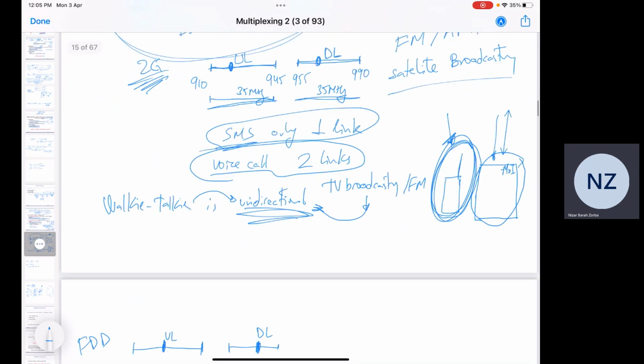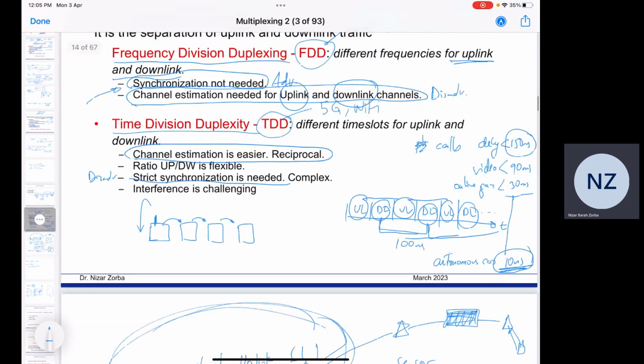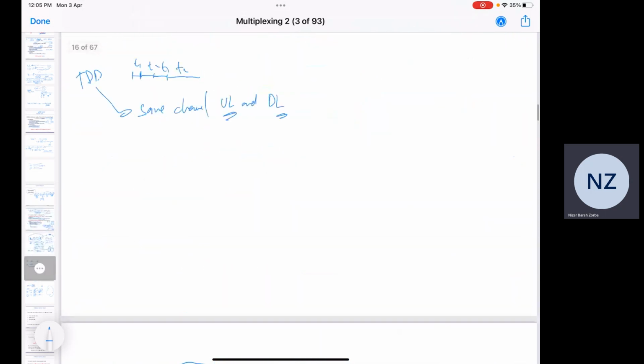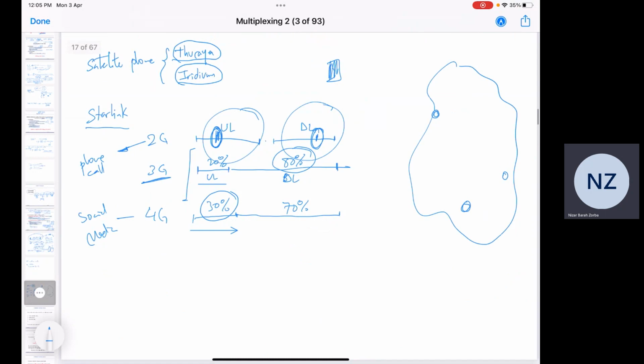The second main advantage is this one. Here before, I put how much? 20 or 80 or 30 or 70, right? Then actually this is in 5G, because 2G, 3G, 4G, they all are FDD. 5G could be FDD or TDD. The operator can decide to make it FDD or TDD.